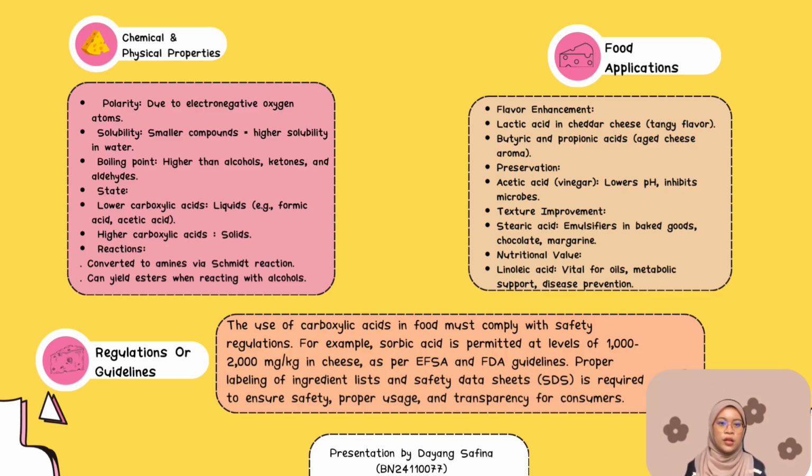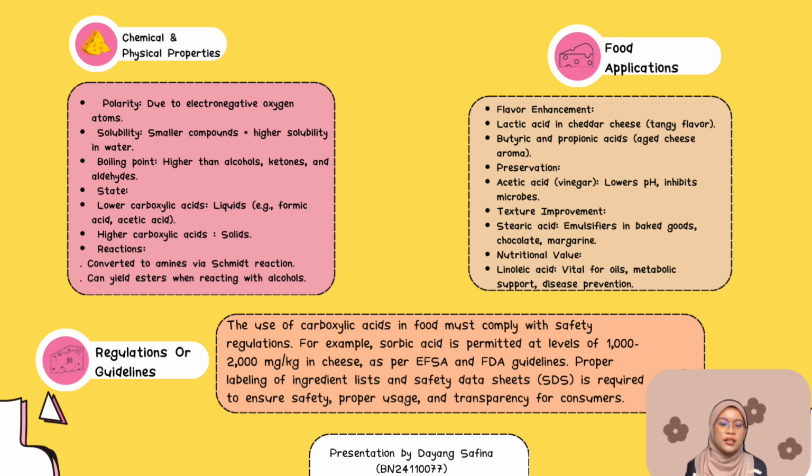Carboxylic acids are polar molecules because of the two electronegative oxygen atoms. Their solubility depends on the size of the molecule. Smaller acids are more soluble in water. They have higher boiling points compared to alcohols, ketones, and aldehydes. At room temperature, lower carboxylic acids like formic acid and acetic acid are liquids, while higher ones are solid. These acids can undergo reactions to form amines, alcohols, or esters depending on the conditions.